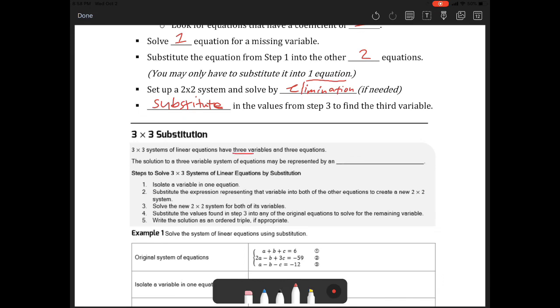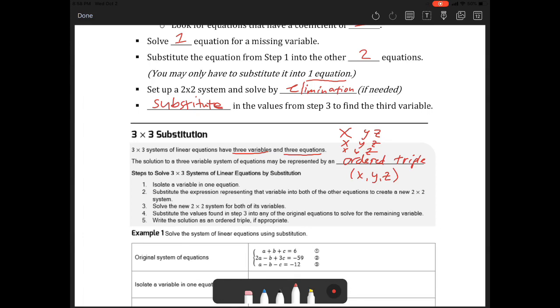So 3 by 3 systems of linear equations have 3 variables and 3 equations. We've already dealt with 3 variables with our x, y, and z, for instance. This time we just have 3 versions of that, x, y, and z. So the solution to a 3 variable system of equations is going to be, instead of an ordered pair, an ordered triple. That's going to look like parentheses x, comma, y, comma, z.